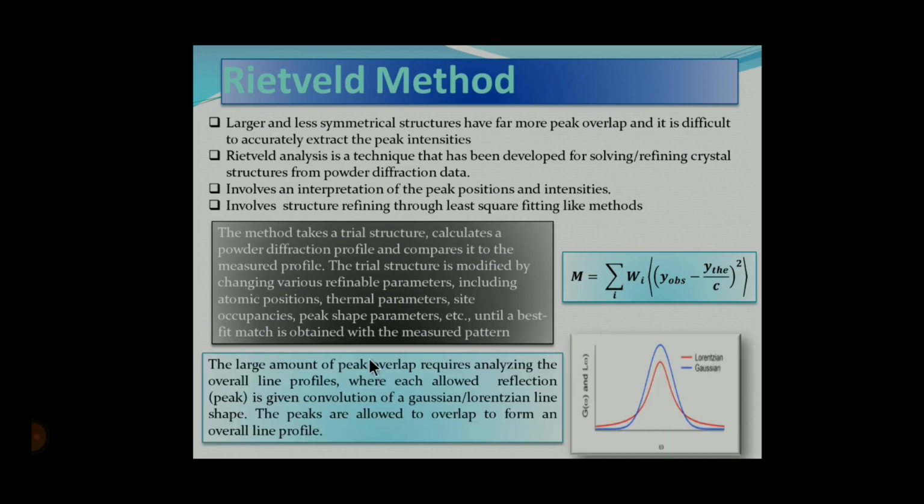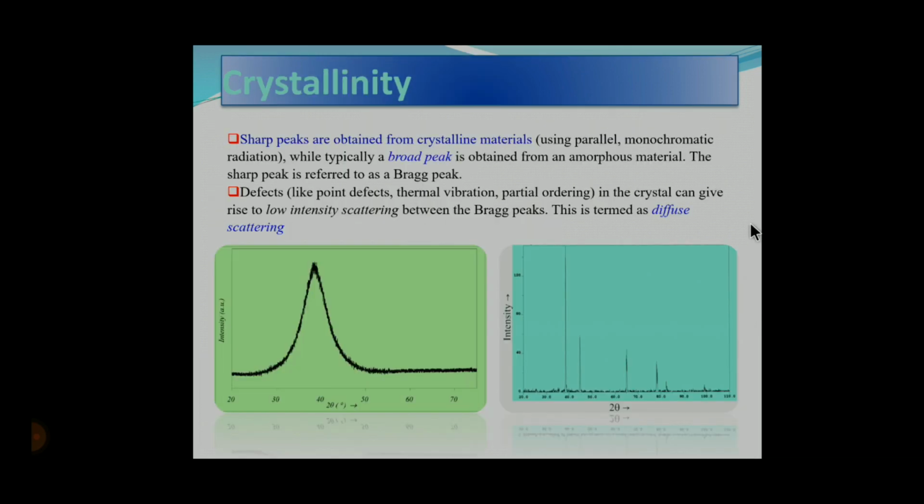So if the overlapping is very complex, a large amount of peak overlap requires analyzing the overall line profiles. So the total line profile has to be checked, where each allowed reflection is given convolutions. Okay, so least square fitting like methods will be convoluting using Lorentzian or Gaussian profiles, and we'll be getting a best fitting profile for the observed value. So this is called the Rietveld refinement method.